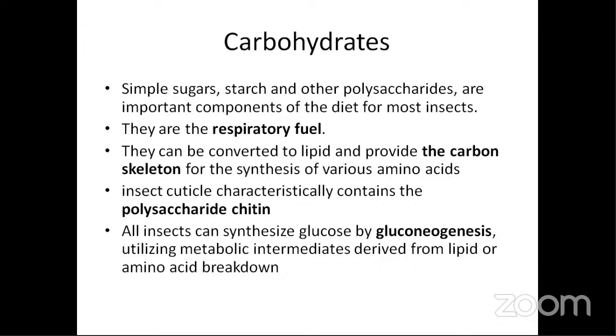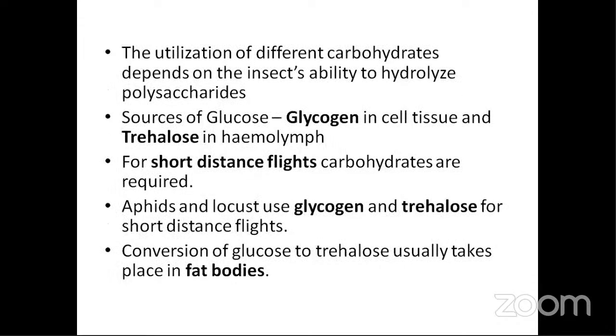And if you see, simple sugars, starch, and some other polysaccharides are the main important components of the insect diet. In the case of glucose synthesis in insects, which is called gluconeogenesis, it can be done by utilizing the metabolic intermediates, which are derived from the breakdown of lipids or else of amino acids, usually. And as sources of glucose in insects, glycogen is the main source for cell tissues, and trehalose is the glucose in the hemolymph.